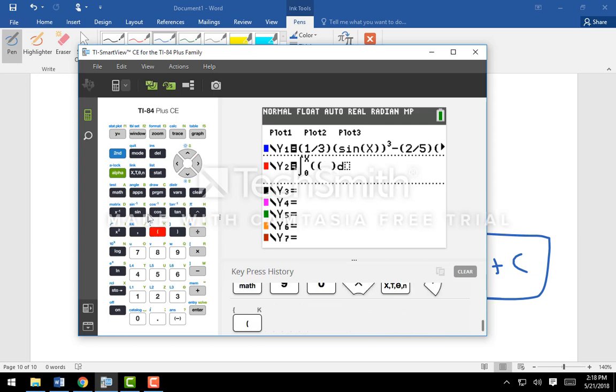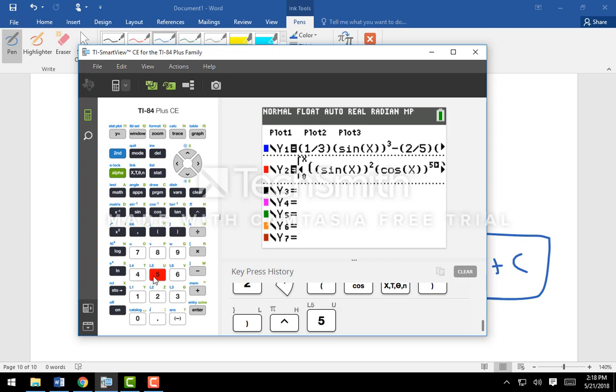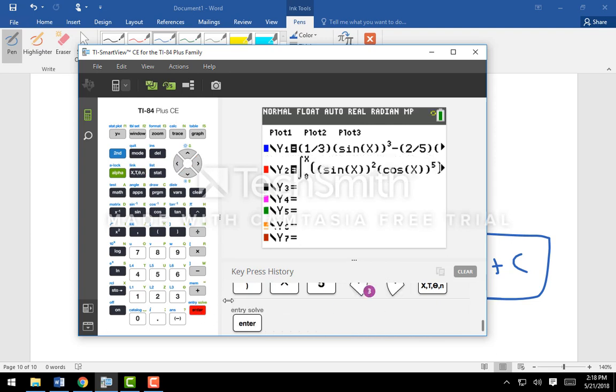So again, I have to put parentheses. I have sine of x, and then that has to get squared. And then I have cosine to the 5th, so let me put parentheses again, cosine all raised to the 5th power. What's in y2, oops, I have to put my x variable, right? What's in y2 should be the calculator's antiderivative, and what's in y1 is my version of the antiderivative.